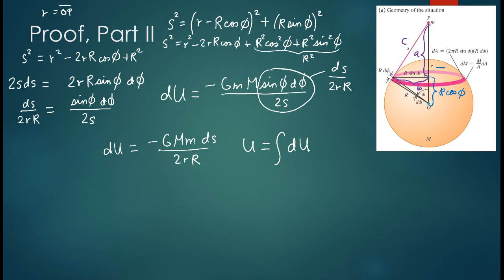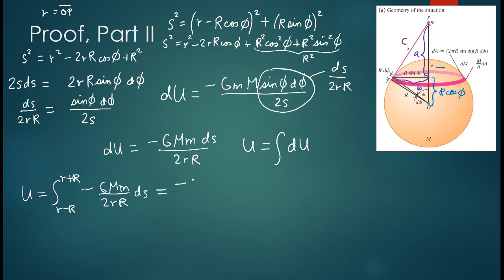of a ring. So that's going to be equal to, well, let's think about this. This ring is going to start at the top, which is going to be little r minus big R, and it's going to go to the bottom, which is little r plus big R. And we're going to be integrating negative g big M little m over 2 little r big R ds. Now, what's the great thing about this? Well, there's no dependence on s.